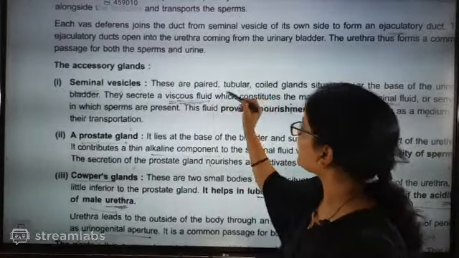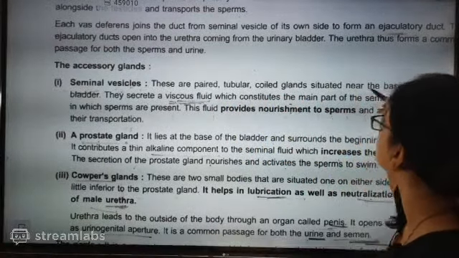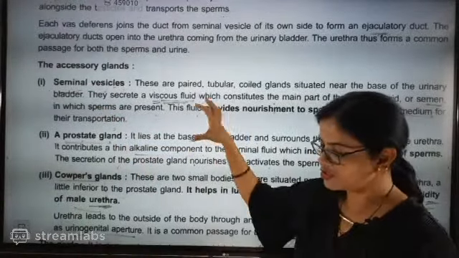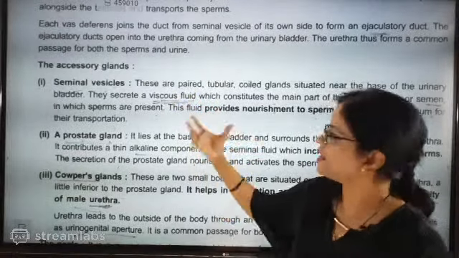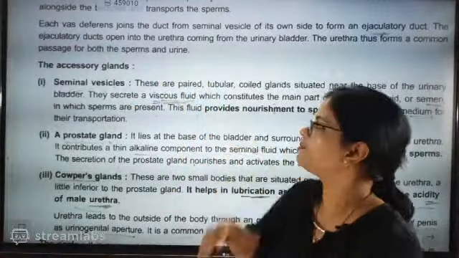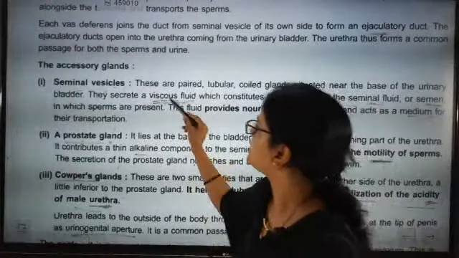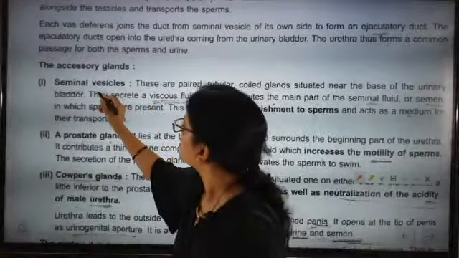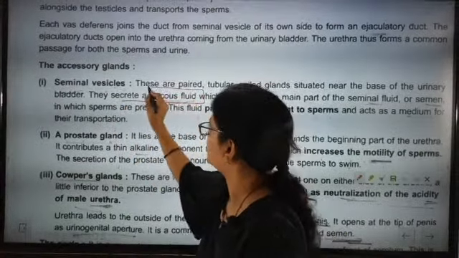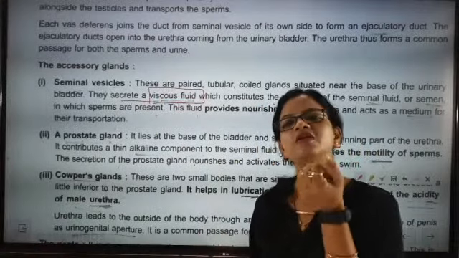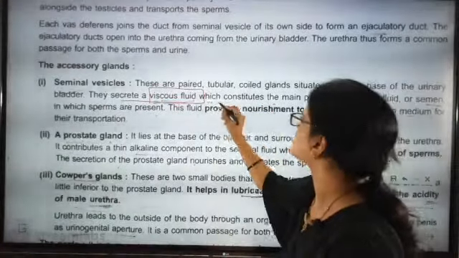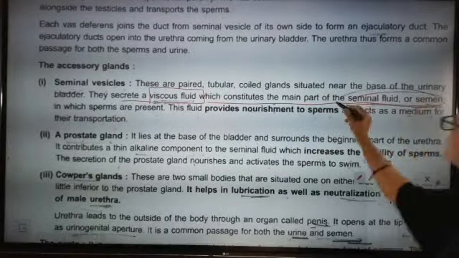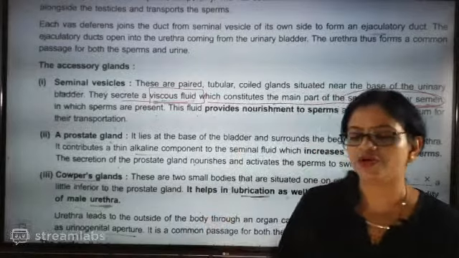These are paired tubular coiled glands situated near the base of the urinary bladder. You might have seen that the urinary bladder is at the top, and they are situated at its base. They secrete a viscous fluid. The work of the seminal vesicle is to secrete a viscous fluid. This fluid constitutes the main part of seminal fluid or semen.